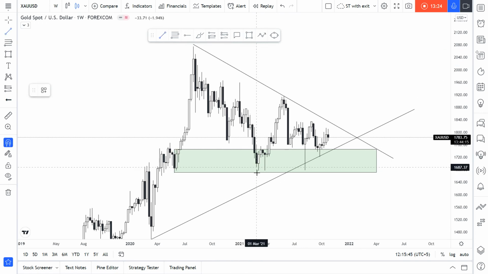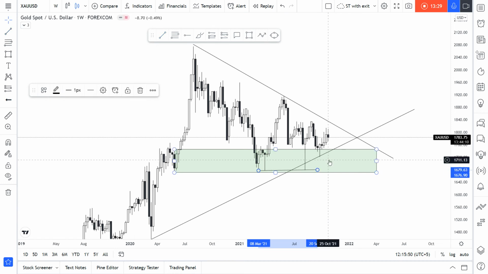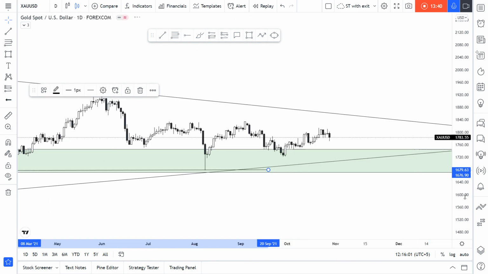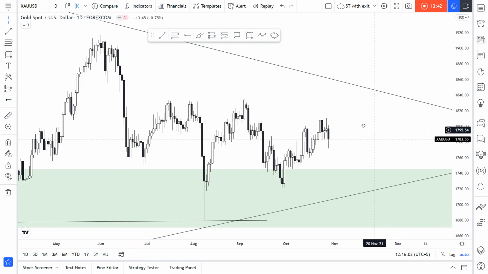So here we can see a little shift in sentiment. The price might go to the upside. This is a weekly view, but it's a bit huge. We don't need a weekly view here.